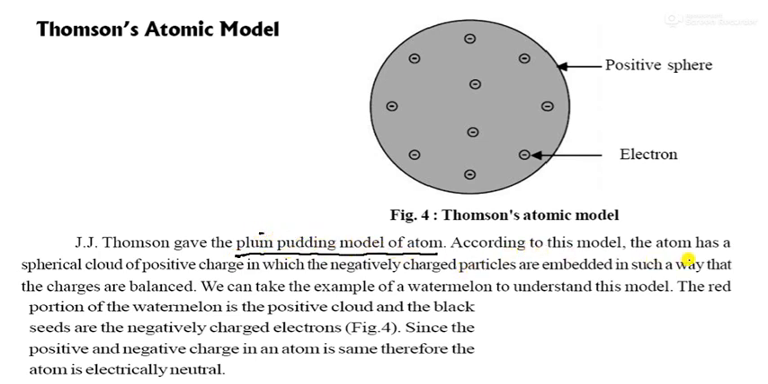According to the model, the atom has a spherical cloud of positive charge. ये पॉजिटिव चार्ज है, दैट इज स्पेरिकल क्लाउड है. इस स्पेरिकल क्लाउड में द इलेक्ट्रॉन्स आर हियर. इट इज शोन बाय इलेक्ट्रॉन. सो दिस इज सीन हियर, दैट वन इज इलेक्ट्रॉन, एंड the other parts are positively charged in the sphere. So that is said by J.J. Thomson, this one.